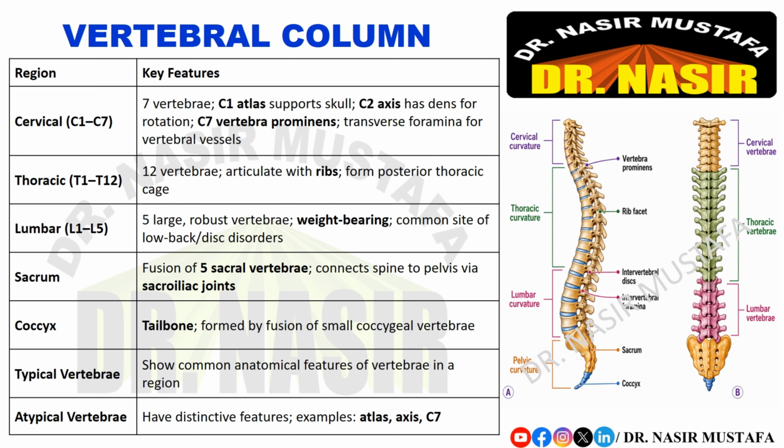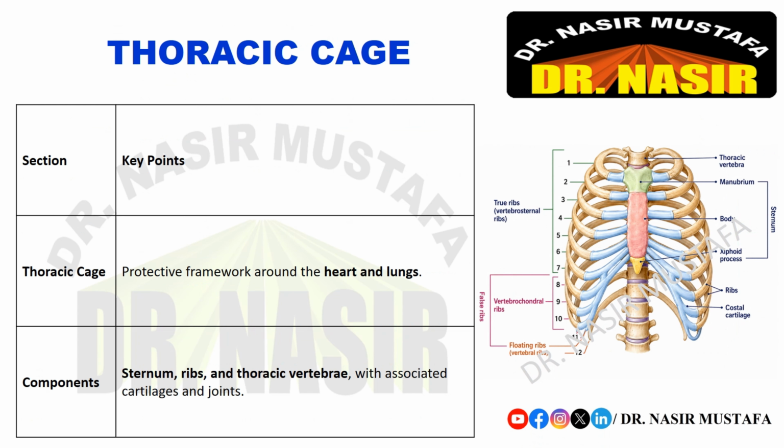Typical and atypical vertebrae. Not all vertebrae have identical features. A typical vertebra demonstrates the basic anatomical components shared by vertebrae within a region. However, certain vertebrae have distinctive structures and are therefore considered atypical. The atlas, axis, and vertebra prominens are classic examples of specialized cervical vertebrae. Understanding these differences is essential for identifying vertebrae in anatomical specimens and imaging studies.